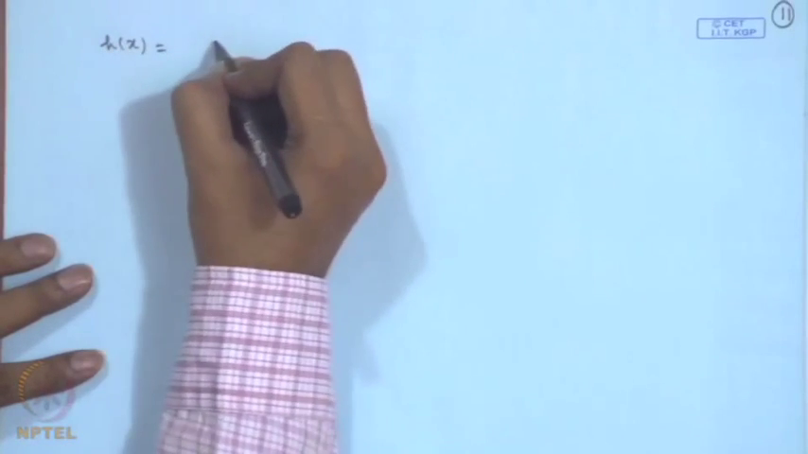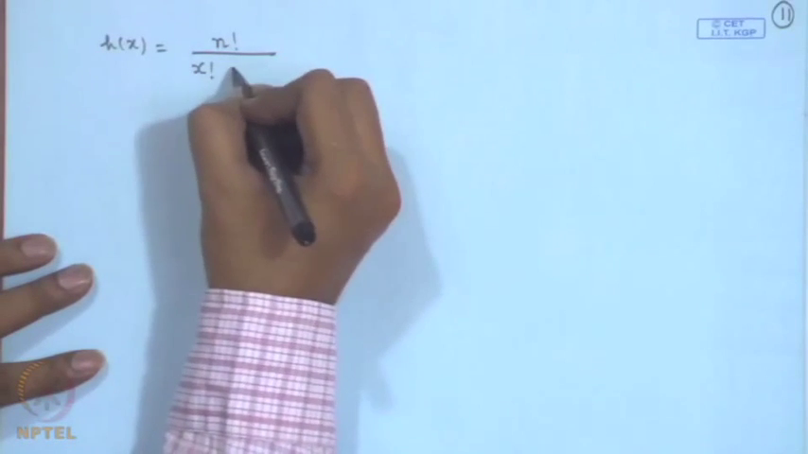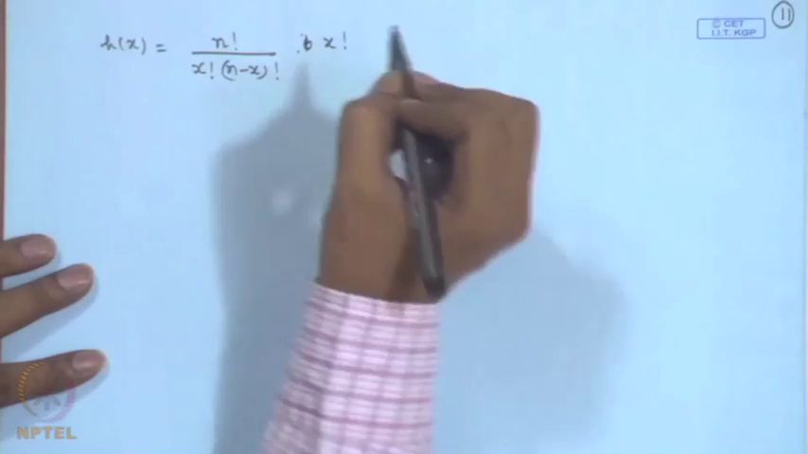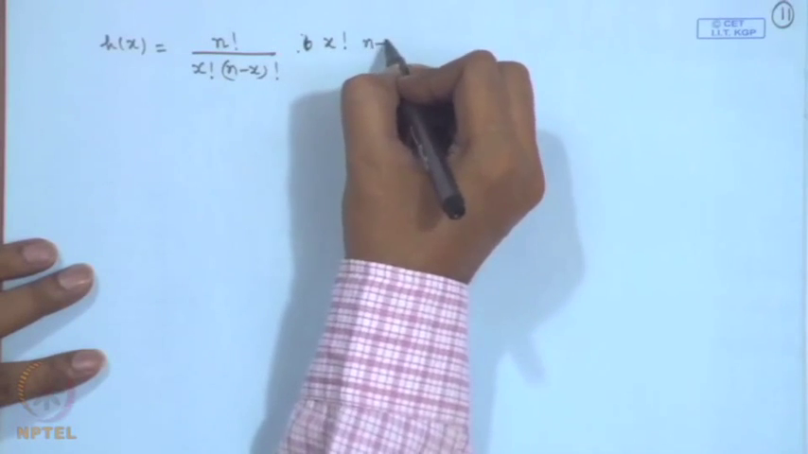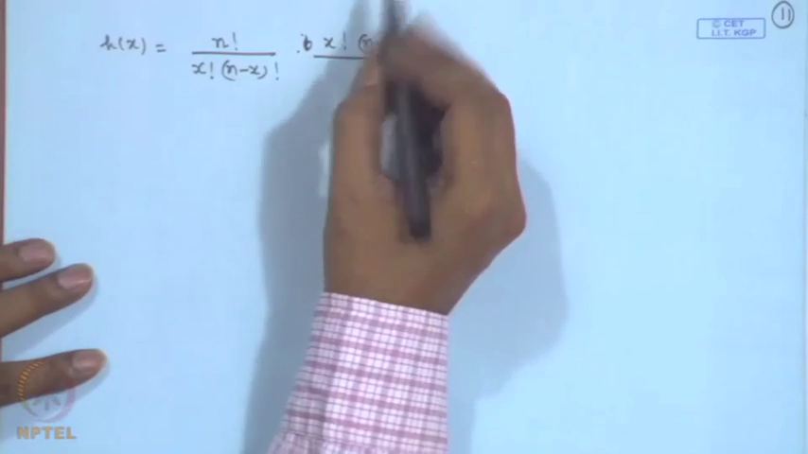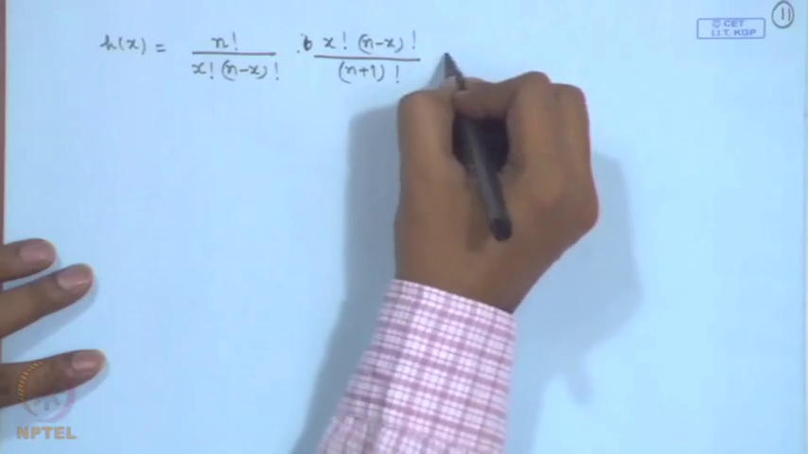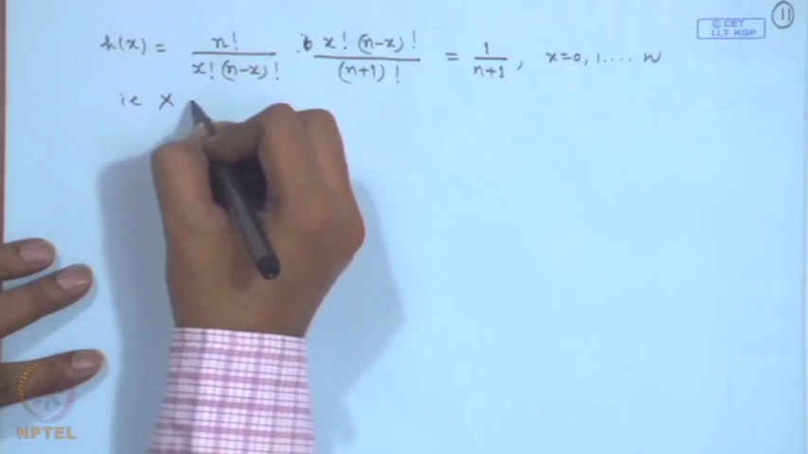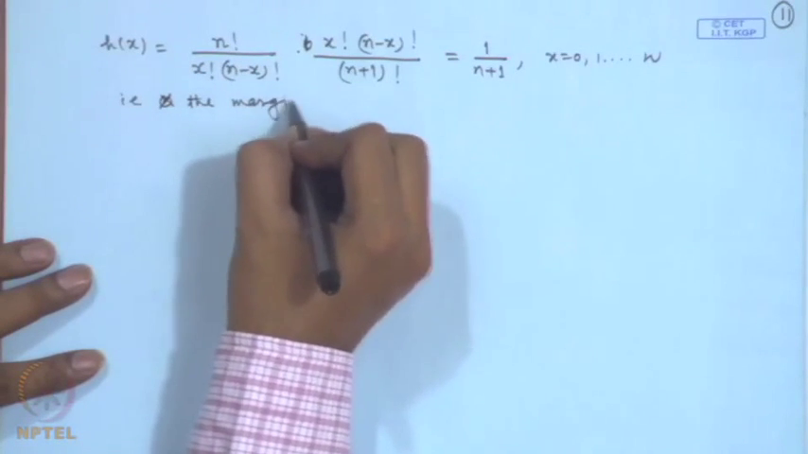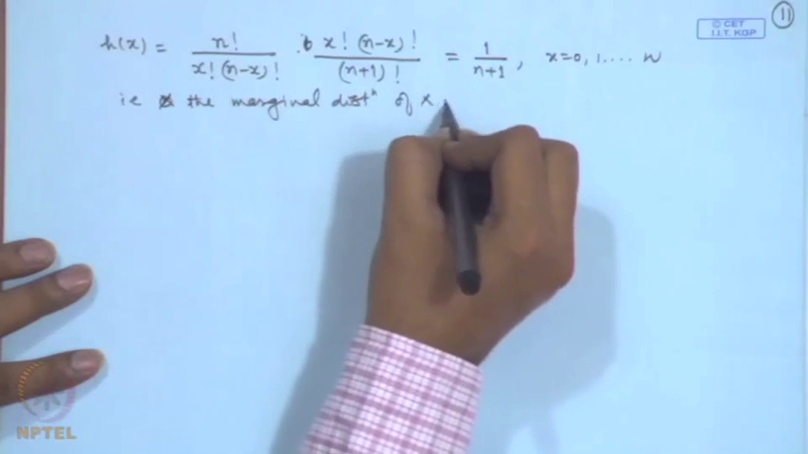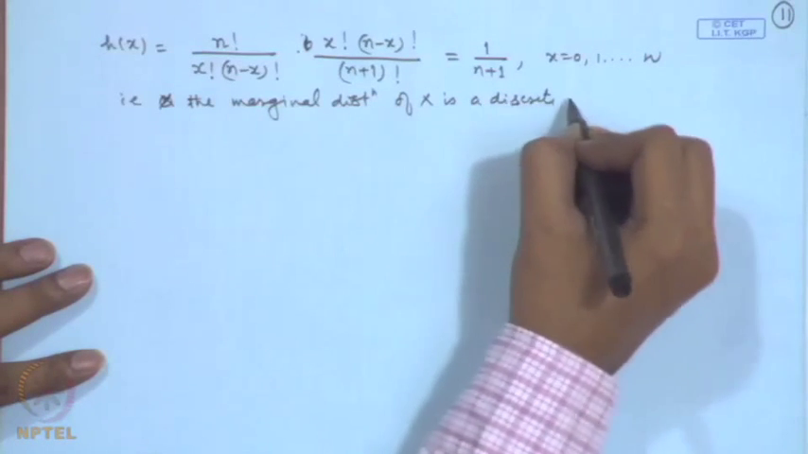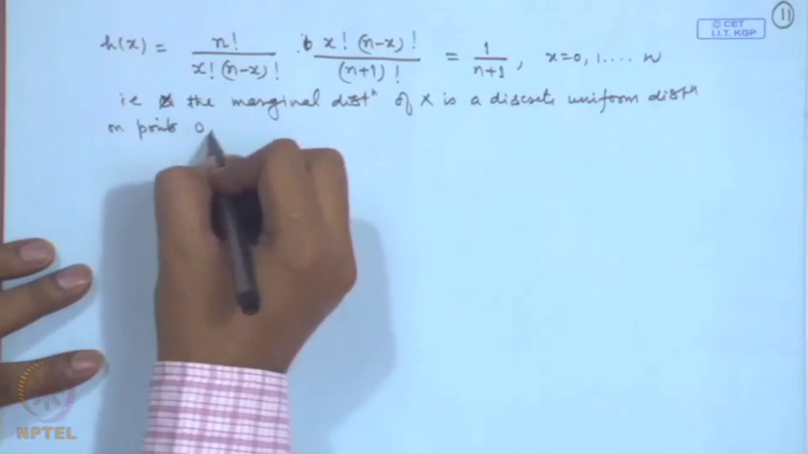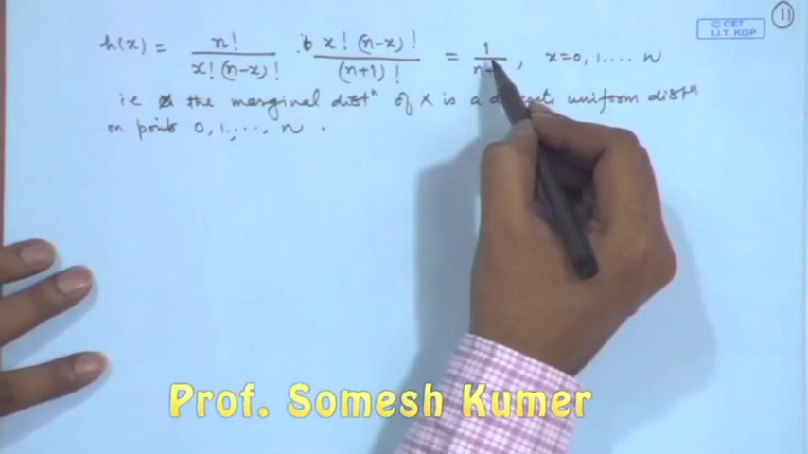h of x, if you simplify, n c x is n factorial divided by x factorial (n minus x) factorial. Then the beta term is gamma of x plus 1, that is x factorial, times gamma of n minus x plus 1, that is (n minus x) factorial, divided by gamma of n plus 2, that is (n plus 1) factorial. After simplification this becomes simply 1 by (n plus 1), x equal to 0, 1 to n. That is, the marginal distribution of x is a discrete uniform distribution on points 0, 1 to n, that is each one has equal probability 1 by (n plus 1).